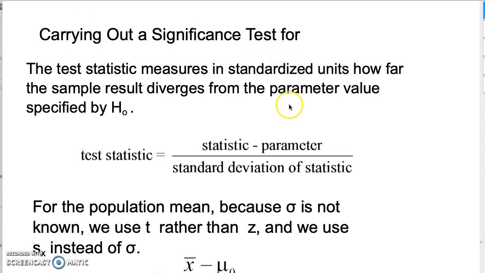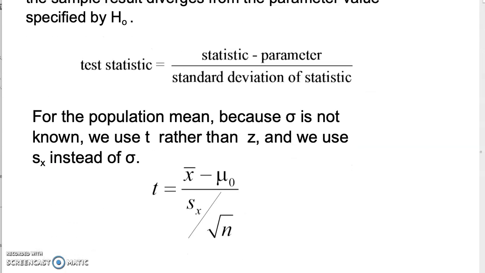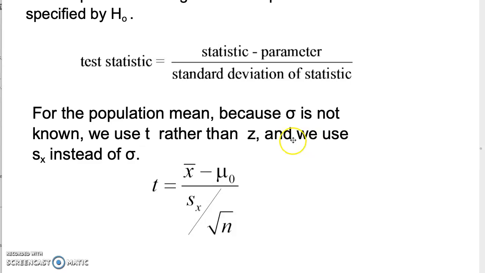So carrying out our test. The test statistic measures in standardized units how far the sample result is from the parameter value specified by H0, so in this case, 30 hours. And here's the generic form for a test statistic. In this particular case, because sigma is not known, we use t rather than z, and we use Sx, which is the standard deviation of the sample, instead of sigma. So t equals sample mean minus hypothesized mean for the population divided by the sample standard deviation divided by the square root of n.